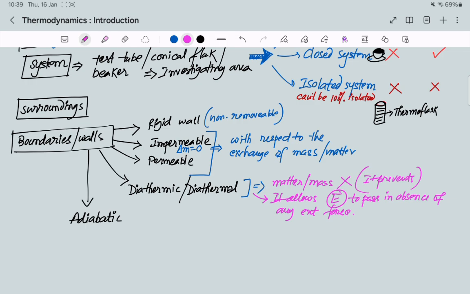And the last one is adiabatic. Adiabatic means it will prevent the passage of mass or matter, and also it will prevent the passage of energy. Okay, and also provided there will be no external force.